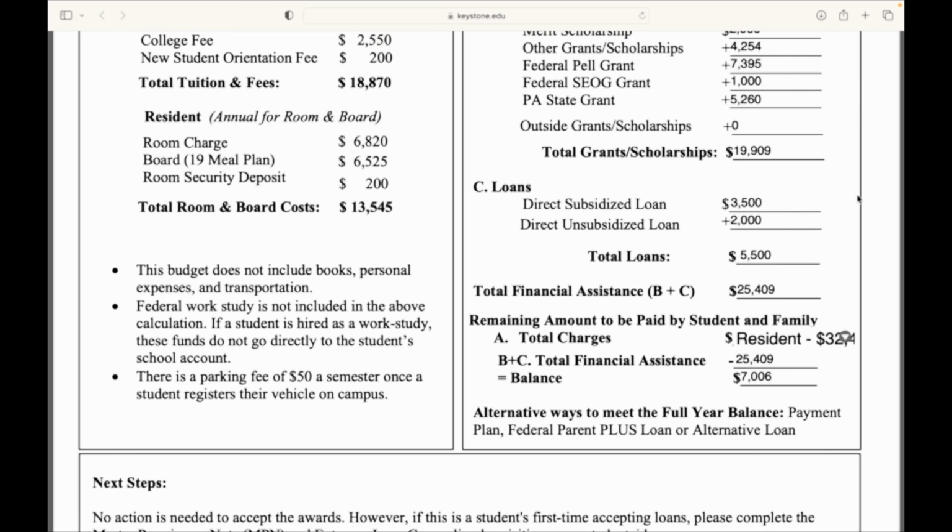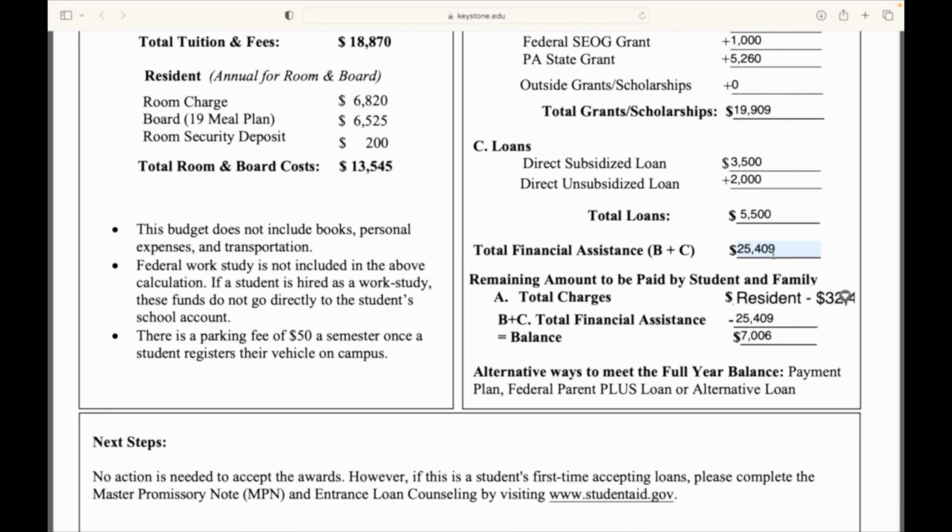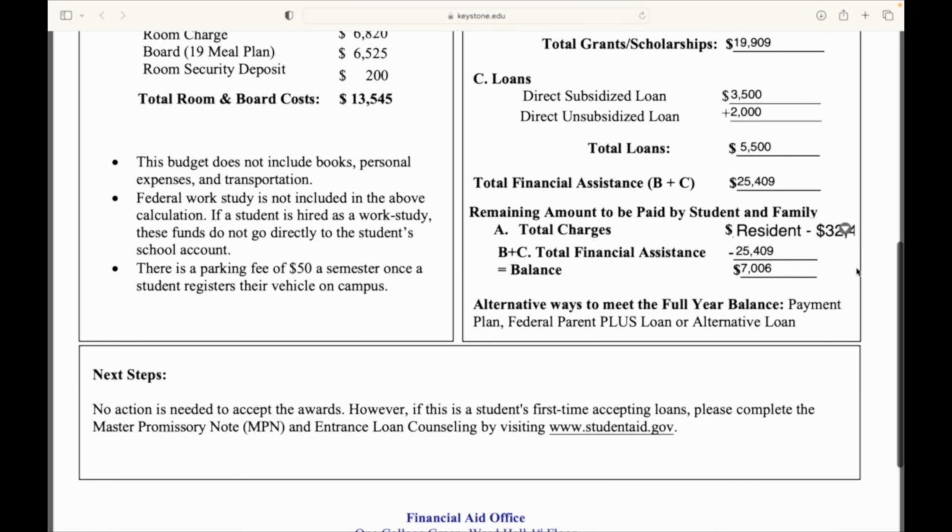Now we move on to loans. This student will have a direct subsidized loan of $3,500 for the year, and they'll have a direct unsubsidized loan of $2,000 for the year. That gives us a total of $5,500 for the year in terms of loans. Now, if we add the total amounts of grants and scholarships to the total amount of loans, we'll get the number here, which is total financial assistance. So that's $25,409.